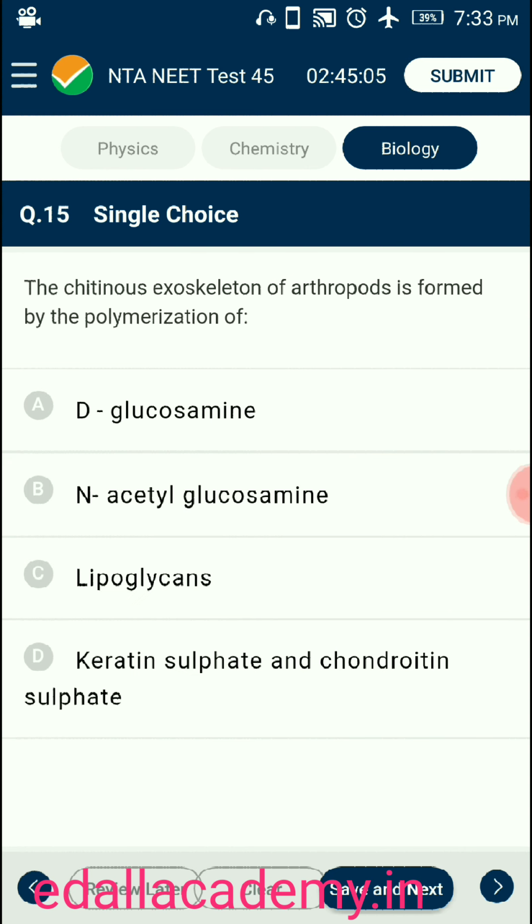Question number 15. The chitinous exoskeleton of arthropods is formed by the polymerization of. Chitin is a homopolymer present in the exoskeleton of arthropods and the cell wall of fungi. It is formed by the polymerization of the amino sugar N-acetyl glucosamine. So the answer is option B, N-acetyl glucosamine.